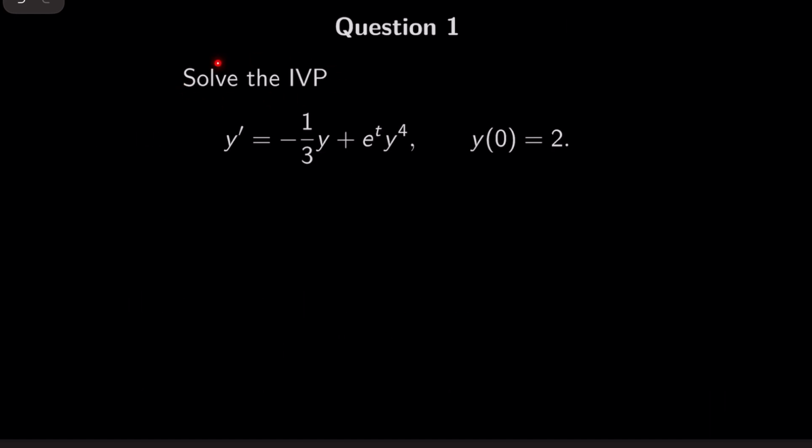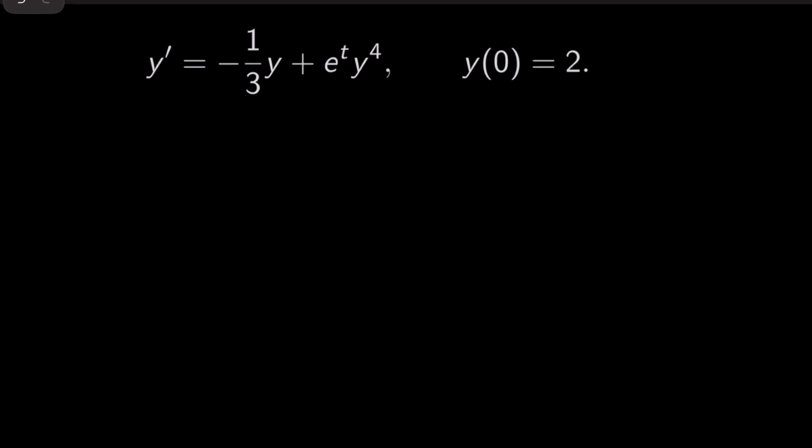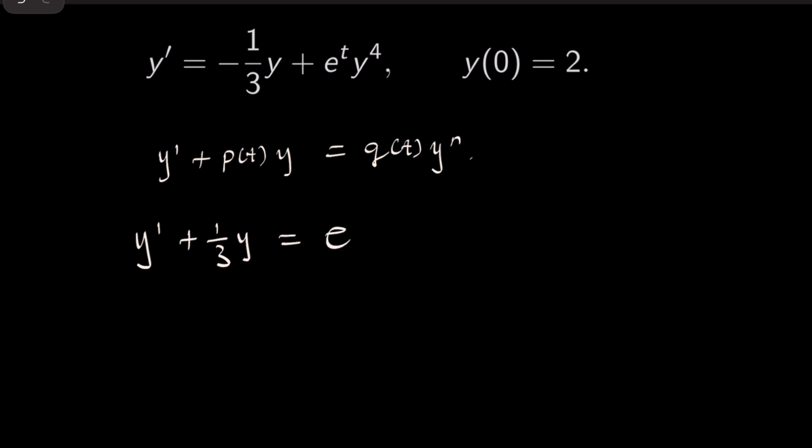For our first question, we have to solve the IVP. y prime is equal to minus 113y plus e^t y exponent 4, with the initial condition y of 0 is equal to 2. We first have to write this in the form of y prime plus p of t y is equal to q of t y exponent n. So let's do this and see what we are going to have. We send this to the left hand side, and so we have y prime plus 113y is equal to e^t y exponent 4.